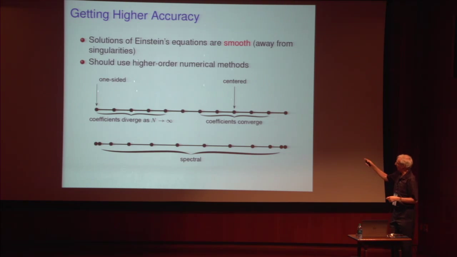The problem comes when you run into the edge of your grid. You can only have points on one side, and one can show that if you do this finite differencing technique, the coefficients in the expressions get bigger and bigger, and they have different signs.